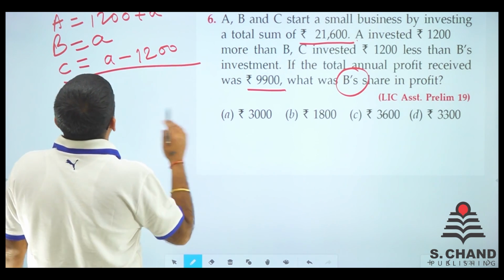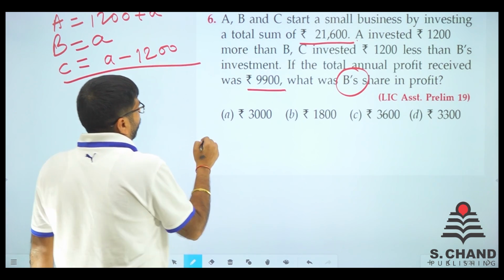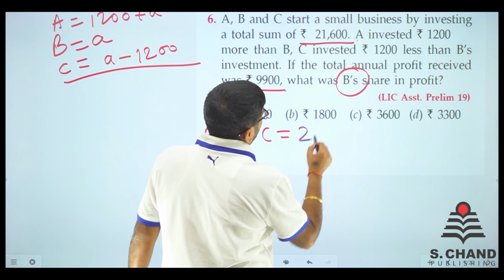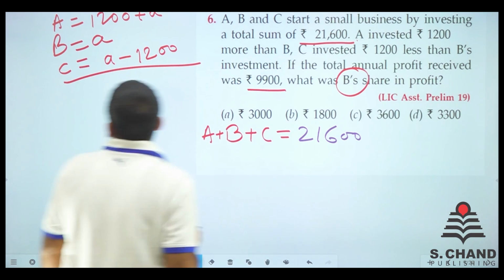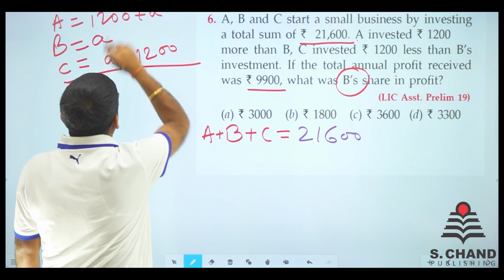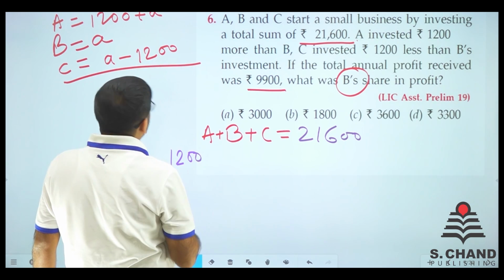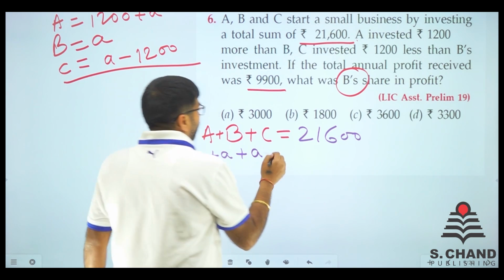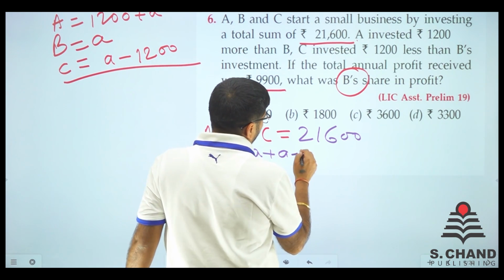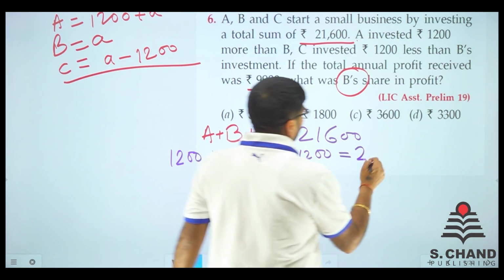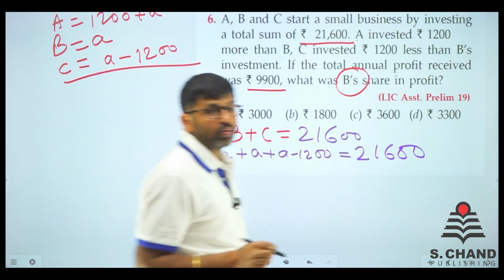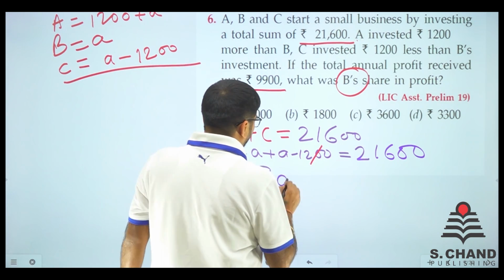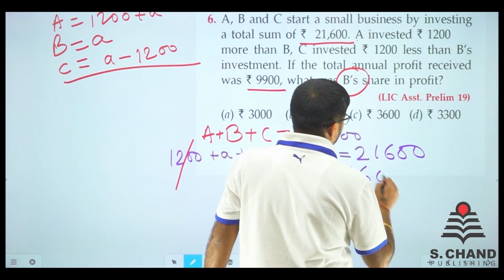We know that A plus B plus C is equal to 21,600. Now put all the values here. So it is 1,200 plus A, then we have A for B, then we have C, that is A minus 1,200, equal to 21,600. So 1,200 minus 1,200 cancels, and we get 3A equal to 21,600.